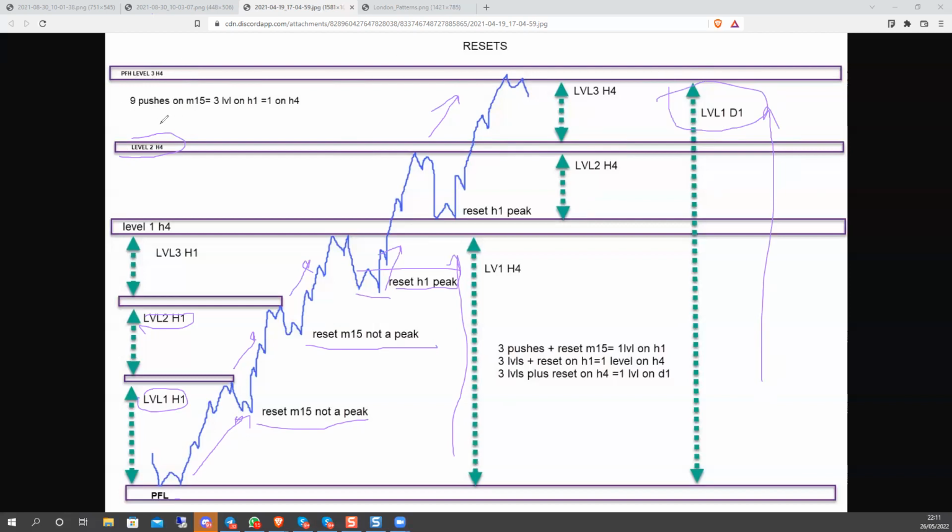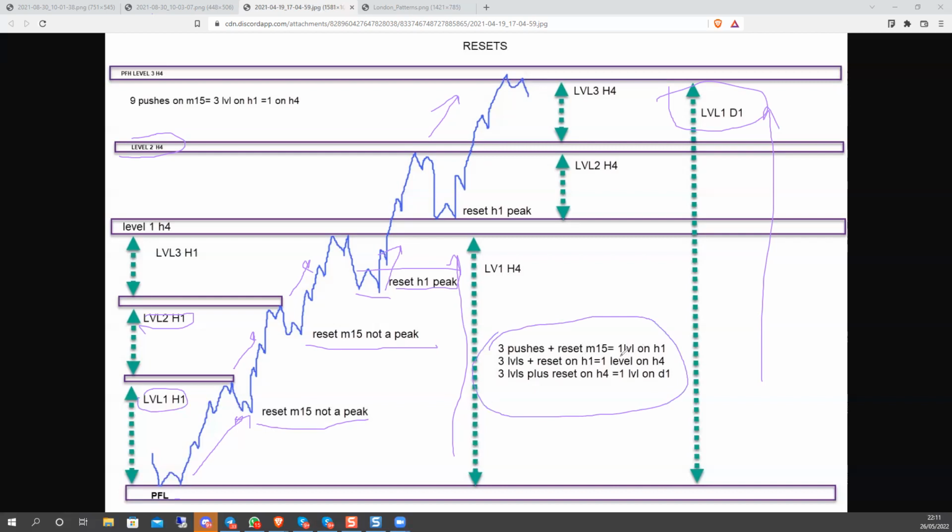So the cycle of M15 is 1 ADR, the cycle of H1 is 3 ADR, the cycle of H4 is 9 ADR with 3 ADR per level, and then obviously 9 ADR would be a level of D1, and 27 ADR would be a cycle of D1. So 9 ADR per level of D1, 27 per cycle. And then I explain that here, what these are.